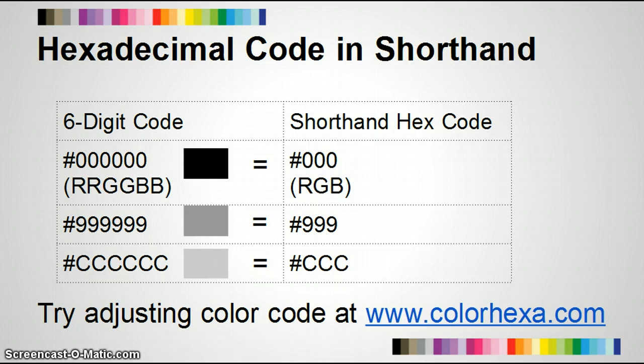In cascading style sheets, hexadecimal codes can be shortened to 3 digits as long as each hex pair is the same. So black, which is 000000, can be shortened to 000. Once a hex code is 3 digits, it is easier to fine-tune to find the desired color. You may want to explore hex codes by creating various shades of gray. For example, you may try 999, which is a medium shade of gray, or CCC, which is a lighter gray.